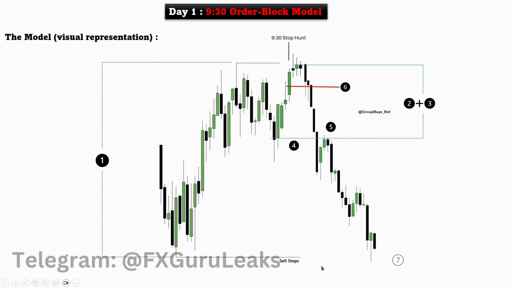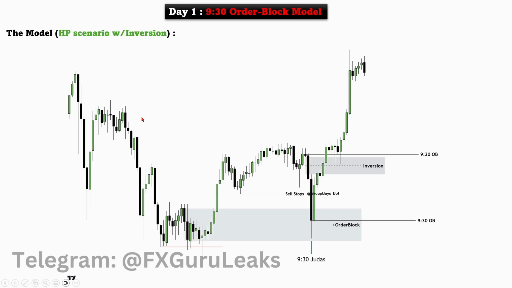So I hope you guys understood the example. It was very easy. Now let's take a look at our next example, and that example is going to be coming with an inversion. And this is our last example. This is our high probability order block model with inversion.